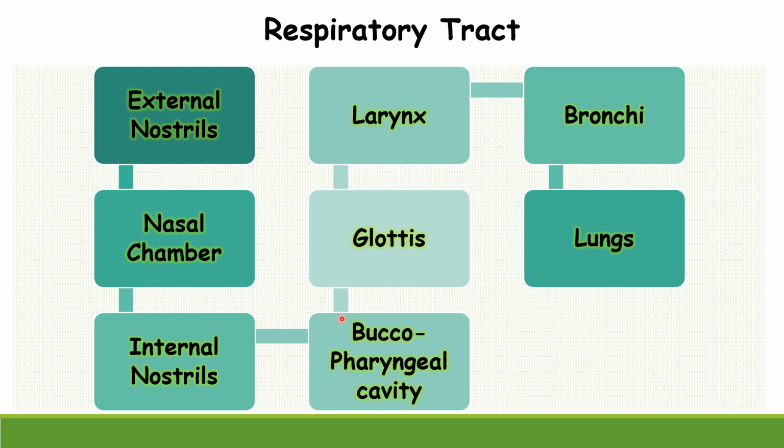On the floor of the buccopharyngeal cavity, we can see a slit-like structure, the slit that is glottis. The glottis further opens into a box-like structure, that is larynx or laryngotracheal chamber. This larynx further leads into a tube-like structure, that is bronchi, a pair of bronchi, and the bronchi further end in the oval-shaped sac-like structure, that is lungs. So this is the structure of the parts which are present one after another in the respiratory tract.